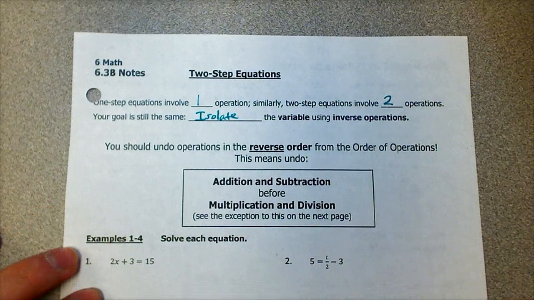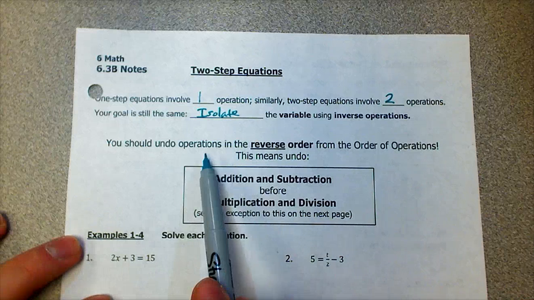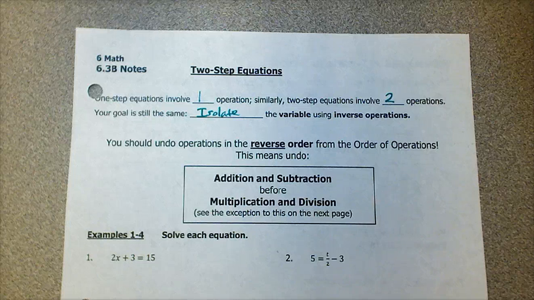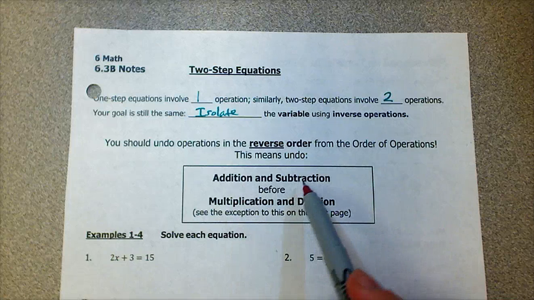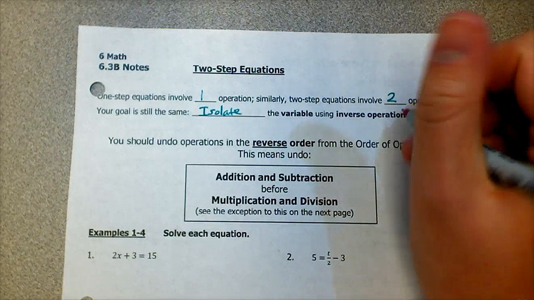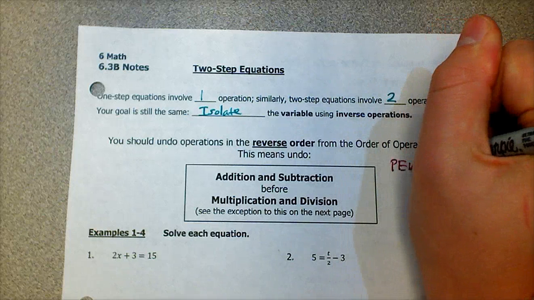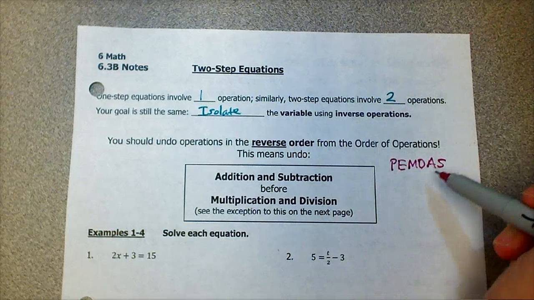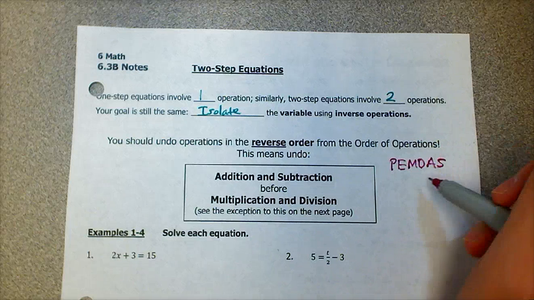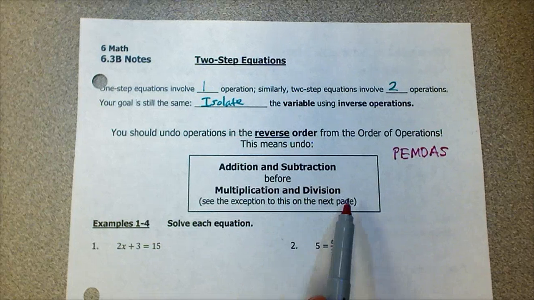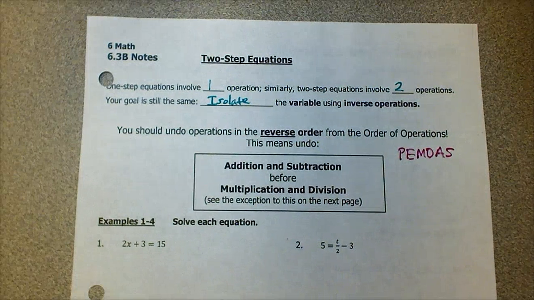When we are solving a two-step equation, we use the reverse order from order of operations. And so here's what that means for equations. For two-step equations, we undo addition and subtraction before we undo multiplication and division. When you're doing order of operations, remember PEMDAS, we always do multiplication and division before addition and subtraction. Well, when solving equations, we're reversing everything, so addition and subtraction get reversed before multiplication and division. There is one exception to this rule, and you'll see that on the back side of the notes.